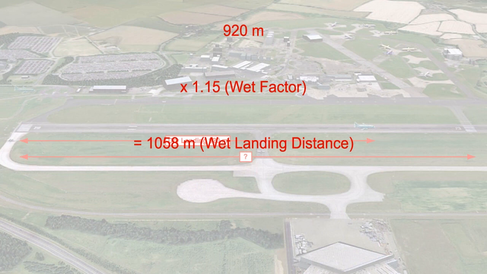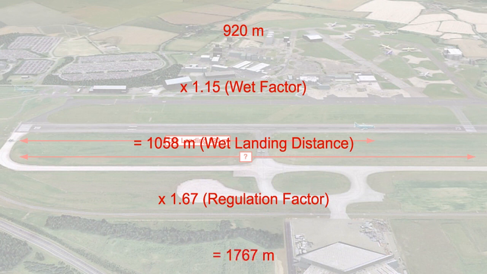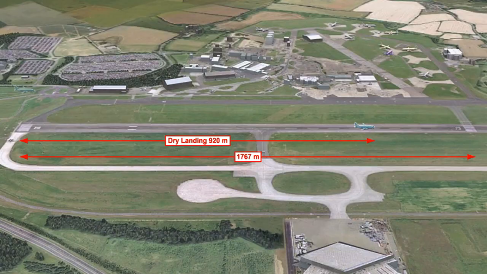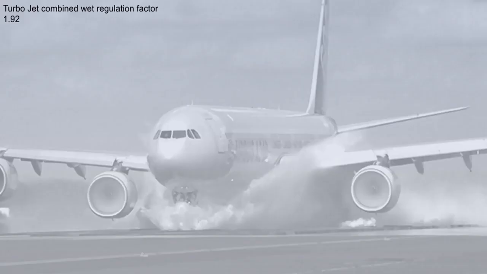JAR Ops stated that the landing distance must be within 60% of the landing distance available. Therefore, to find what minimum length of runway is needed, multiply 1058 by the factor 1.67. This gives an answer of 1767 meters. Therefore, if the runway is wet and the dry landing distance is 920 meters, then the minimum length of landing distance available at the airfield must be 1767 meters. In fact, we can simply summarize to say that for jet aeroplanes, the combined wet factor and regulation factor is 1.92, and for the turboprop, this factor is 1.64.